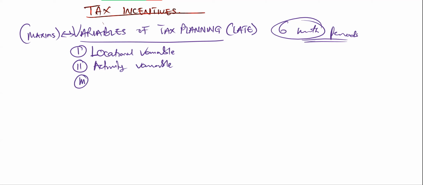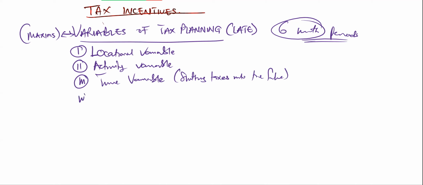Three, we have the time variable. Considering the time value of money, remember, one cedi today is worth more than one cedi tomorrow. It means that when we consider tax costs into the future, they will be lower compared to when they are today. So it is better to defer tax costs into the future to mitigate the present value effects. This one has to do with shifting taxes into the future.